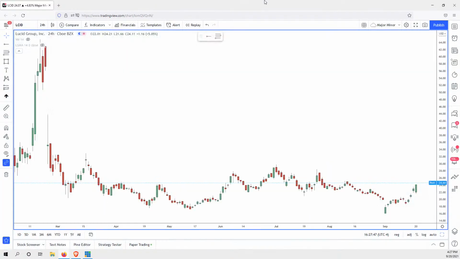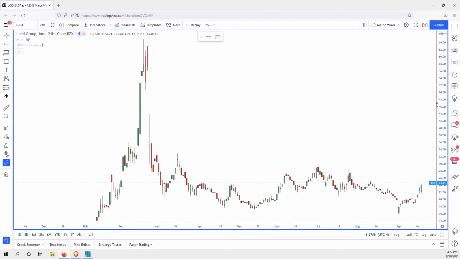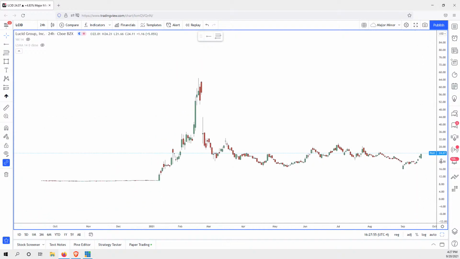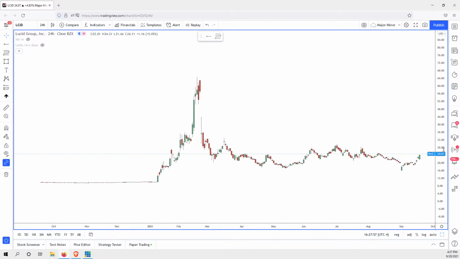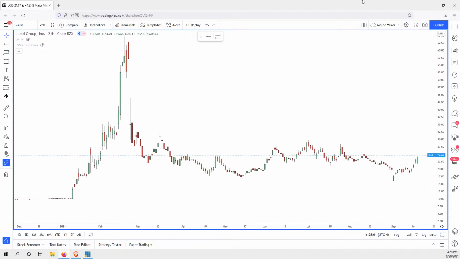How much is it? $24. Okay, a nice little uptick today. I guess a nice little bullish movement today in a pretty bear market. All right, so a stock like this, hopefully this is the correct symbol.